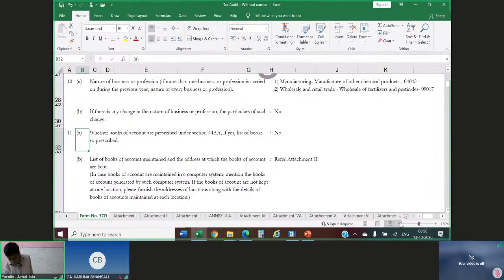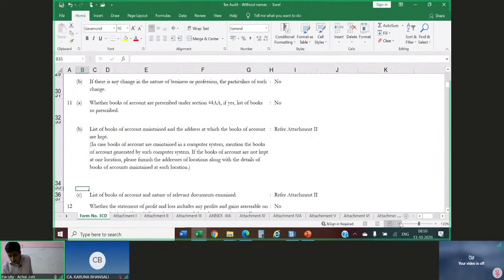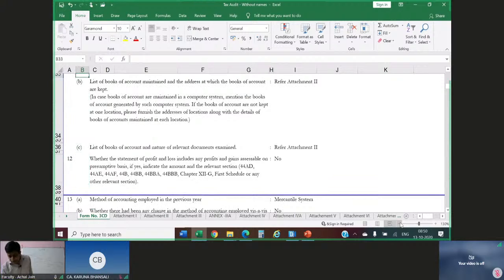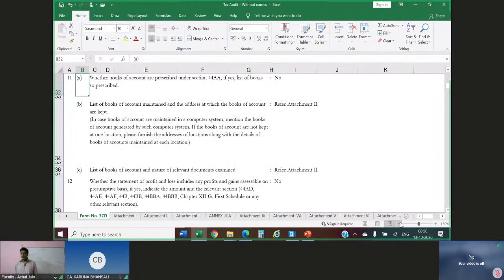Moving on to the next clause, that is about whether the books of accounts are prescribed under section 44AA. If yes, give the list of books so prescribed. Number B, list of books of accounts maintained and the address at which books of accounts are kept. Now, depending on the requirement which may arise from 44AA, in case any specified books of accounts are prescribed, then those particulars will be given.